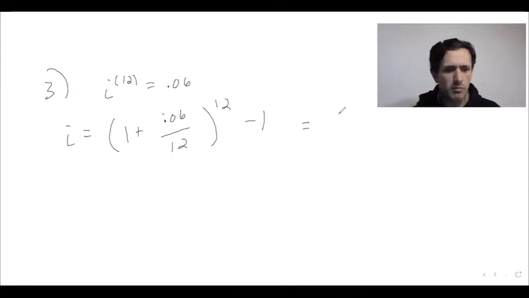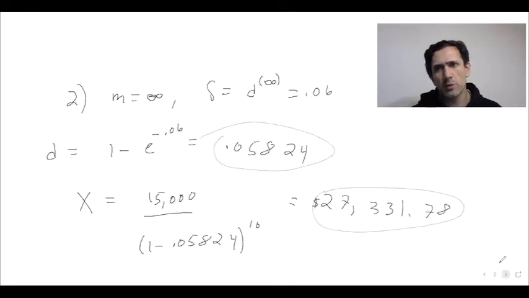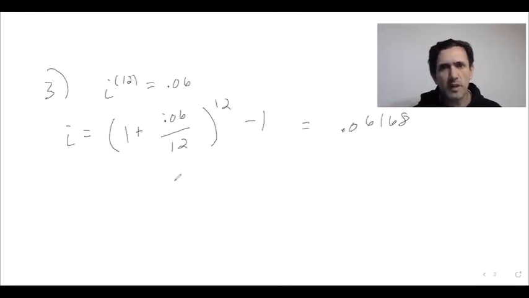So this is going to be 0.06168. So certainly not that you would think it should be that close, but discount and interest don't really have to be that close to each other. But let's get X here.